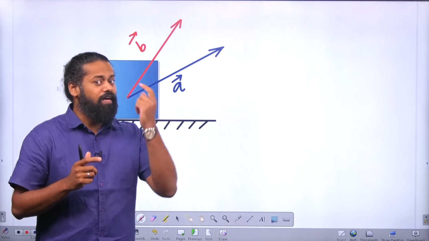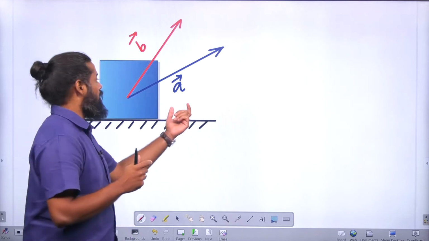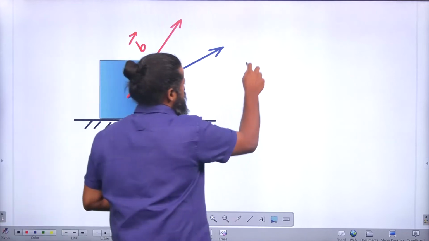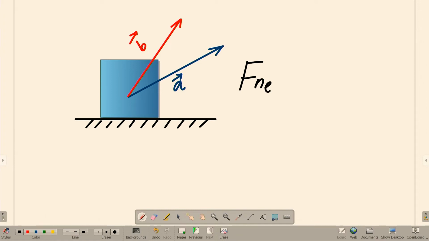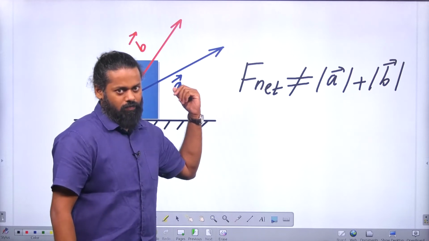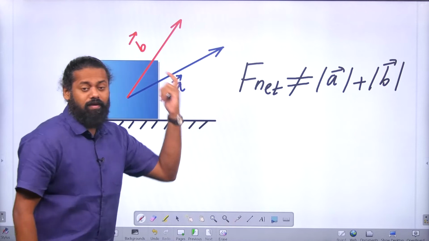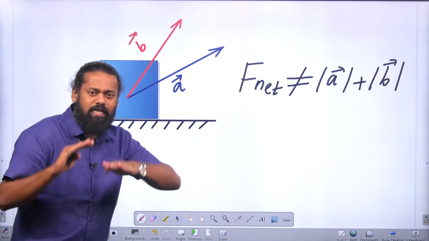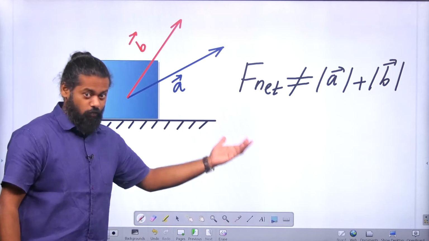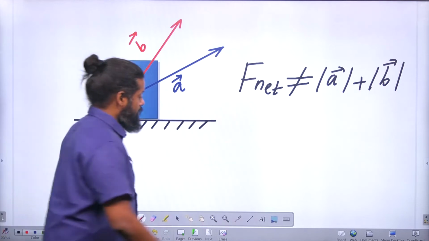can do the vector summation, but we cannot do the normal algebraic summation. What do you mean by that? The sum of these forces, F net, is not equal to the magnitude of A plus the magnitude of B. If you take the summation of the magnitudes of A and B, you will not get F net, because they are acting in different directions. If they are acting in the same line, in the same direction, we can just add the magnitudes and you will get the resultant vector or resultant force.